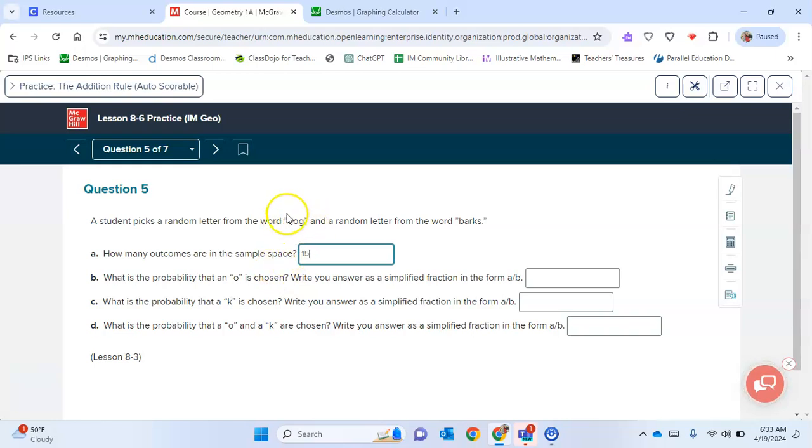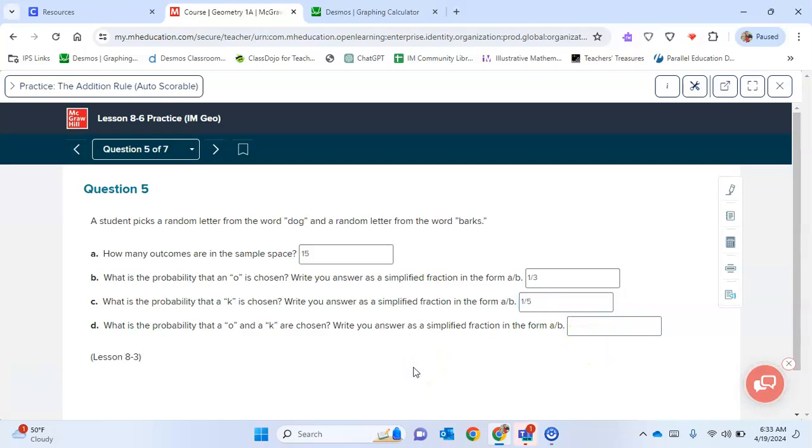What is the probability that D is chosen? Well, there is a 1 out of 3 probability that D was chosen in the word dog. 1/3. What is the probability that A is chosen? Write your answer as a simplified fraction. So there are 5 letters in the word barks, so 1/5. There's 1 A out of 5 letters in the word barks.